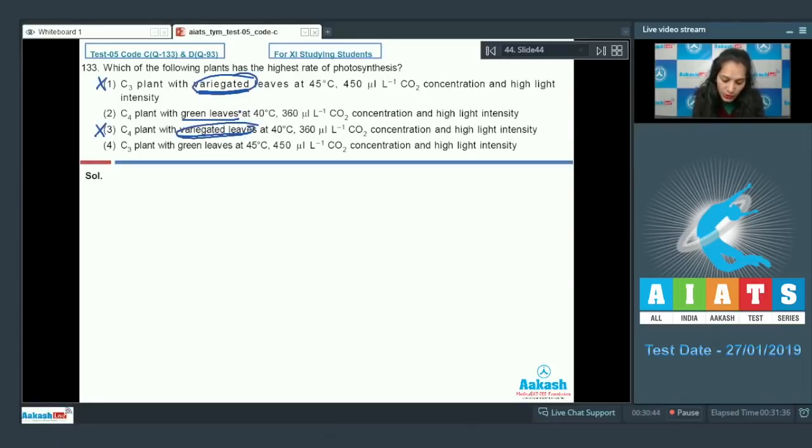Now there is a fight between option number 2 and 4. See here, C4 plant with green leaves at 40 degrees Celsius, 360 microliter per liter CO2 concentration and high light intensity. This can be a correct option. Fourth, C3 plant with green leaves at 45 degrees Celsius temperature. No, because the optimum temperature of C3 plants is 25 to 30 degrees Celsius. It is not 45 degrees Celsius. So the correct option for the given question is option number 2. Let's move on to the next question.